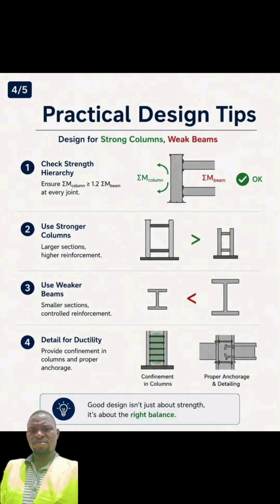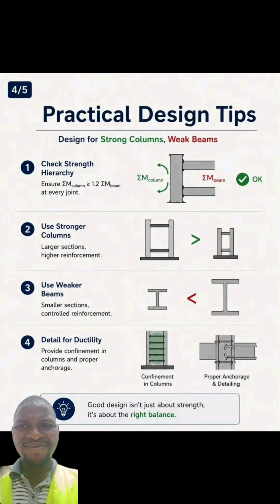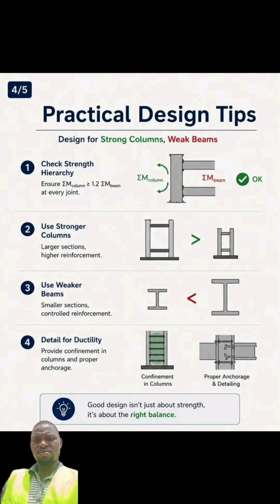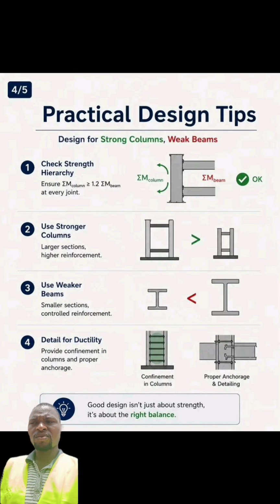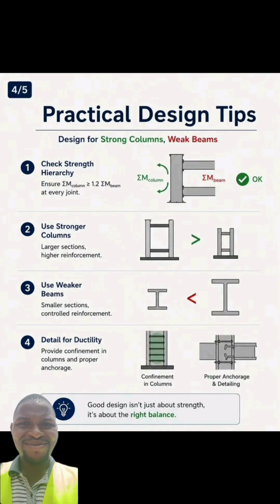Yeah, here are the practical design tips. With these tips, it helps to ensure the safety of your entire structure. So design for strong columns and weak beams. If you want to design for strong column and weak beam, first you have to check strength hierarchy. To check that, you're going to ensure that the summation of moments on the columns is greater than or equal to 1.2 times the summation of the moments on the beams.